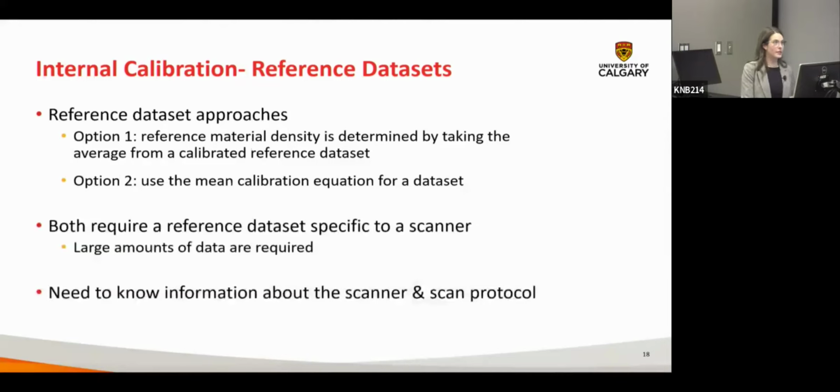Both require reference data sets specific to a scanner as well as scan protocol. So it requires a large amount of data, which is a disadvantage. And we need to know the information about the scanner and scan protocol if we're then going to use it later for an individual that's gone in for another reason, if we want to use these techniques.